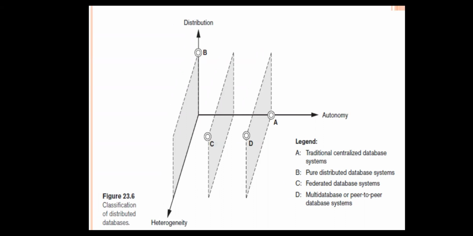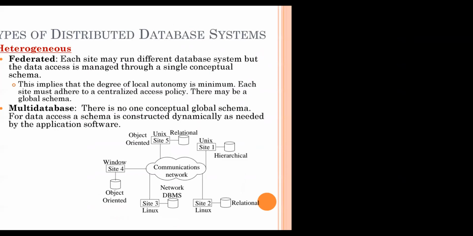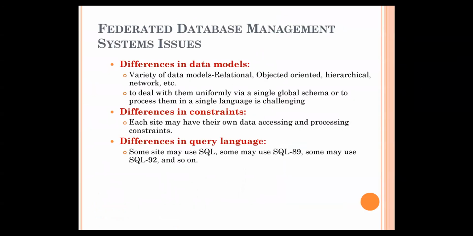In federated database systems, what kind of issues we will face? Difference in data models, because in federated systems, the data model schemas used in different sites will be of different types. Say a variety of data models like relational database management system, object-oriented database management system, hierarchical database management system, and network, different types of database management systems will be used in case of federated type. In that case, to deal with uniformity via a single global schema or to process them in a single language is challenging.